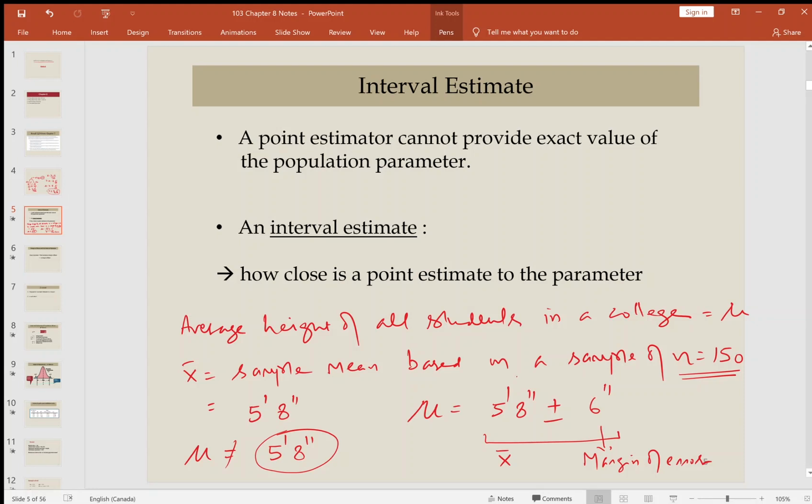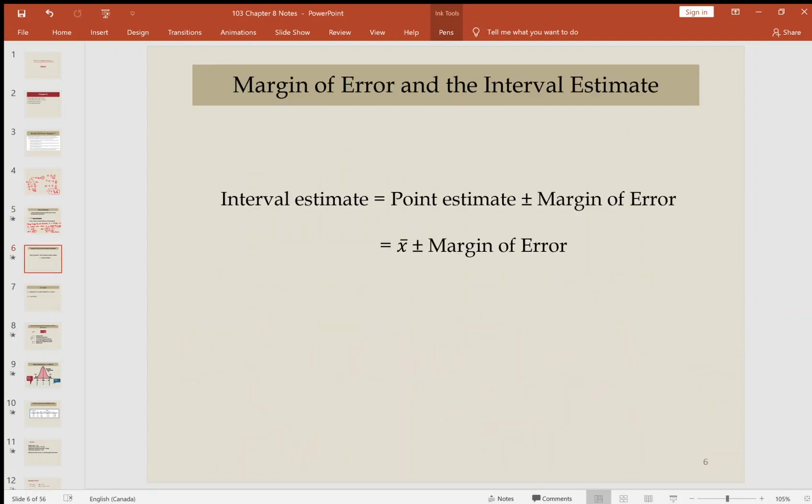So this entire thing, 5 feet 8 inches plus minus 6 inches, is called an interval estimate, and it tells us how close a point estimate is to the population parameter. So interval estimate is equal to point estimate plus minus the margin of error. The point estimate for the mean is x bar, and the margin of error is what we will be calculating.